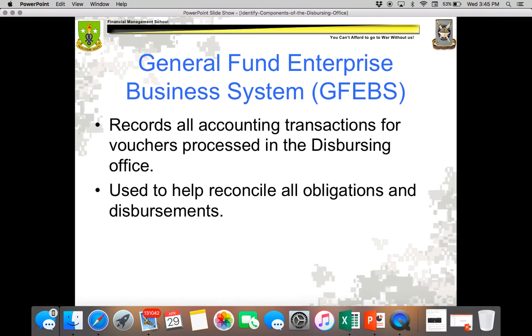GFEBS, I know everyone's been through all of their GFEBS training as part of their FM certification, but GFEBS records all accounting transactions for vouchers and is used to help reconcile all obligations and disbursements.